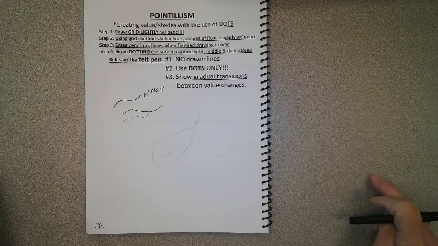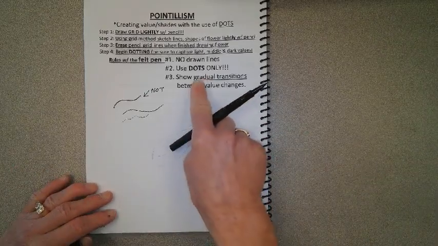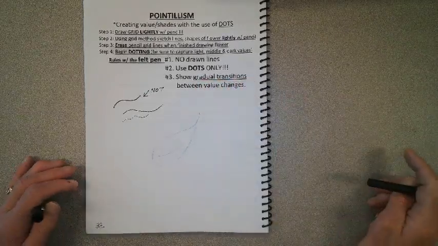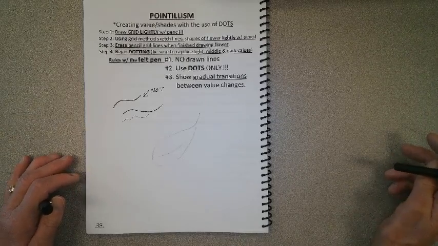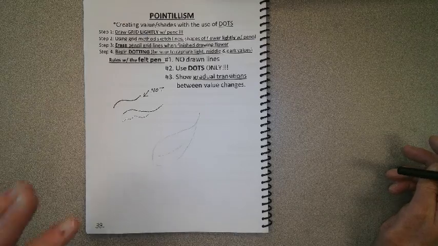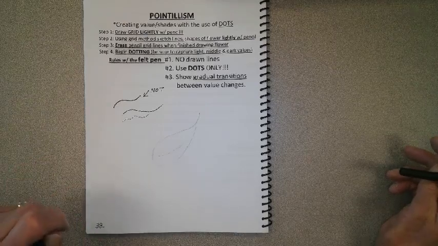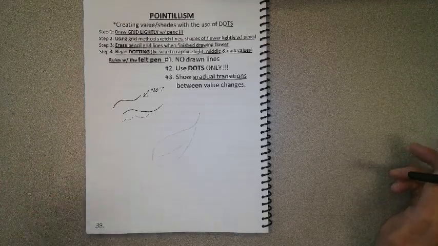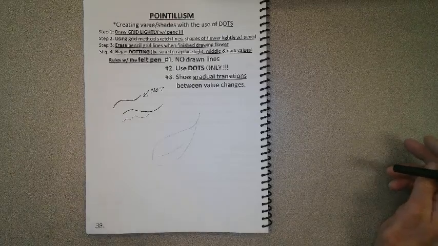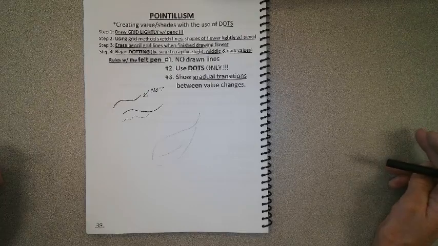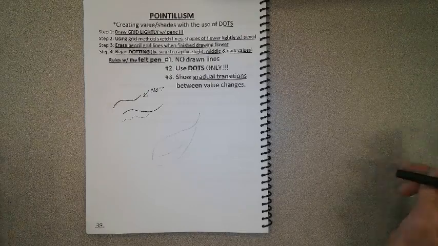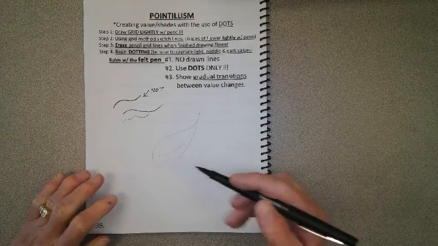Now what I'd like to practice is how to show gradual transitions. Because if you're creating value in shades, you want to have dark spots, middle spots, light spots, white spots. And so how do you get those gradual transitions? Here's how we do it.